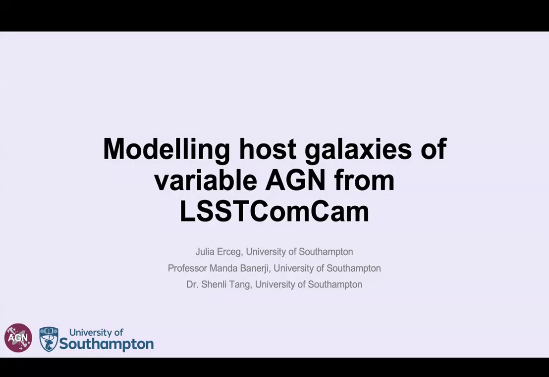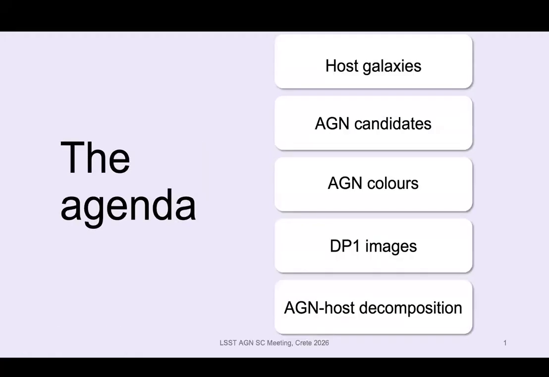So, yeah, my name is Julia Erseg. I'm a first-year PhD student at the University of Southampton, and today I want to show you some work I've done modeling host galaxies from variability-selected AGN using the DP1 compound images.